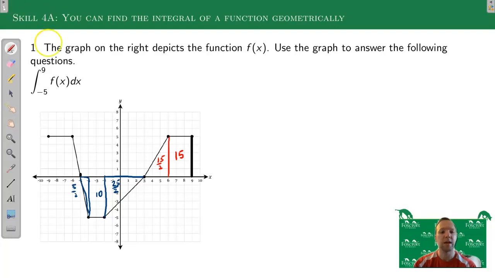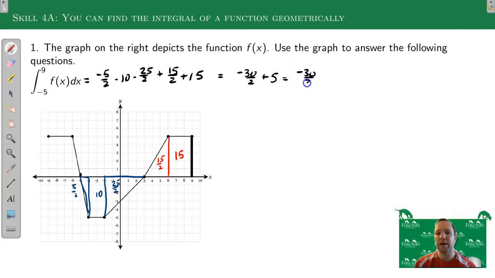Now I can put together everything for the final answer, remembering that the things below the x-axis are negative, so -5/2, -10, minus 25/2. Everything above the x-axis is positive, plus 15/2, plus 15. And combining things, -30/2 plus 15/2... the -10 and the plus 15 give me plus 5. Getting a common denominator, I can combine everything, and I get -10 for my final answer.